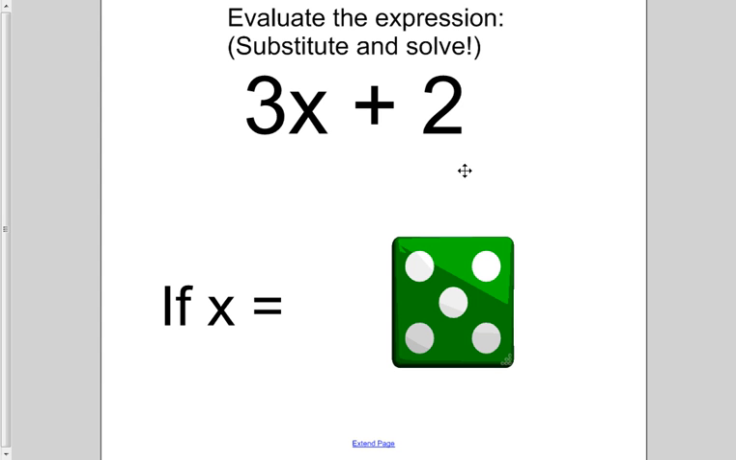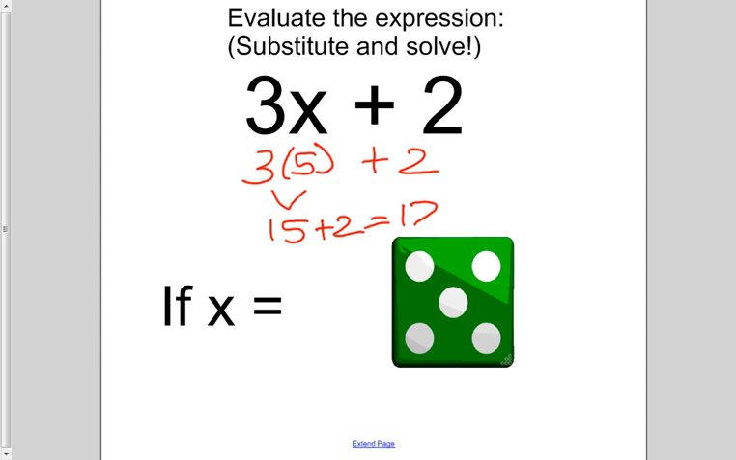So again, first step is to make sure that this problem is written down. Then we're just going to copy the problem. Instead of x, I'm going to put a 5 because when I rolled it, x is now equal to 5. I'm going to put the 5 in parentheses. When you see a 3 next to the x, it means times. When you see 3 next to a number in parentheses, it also means you're going to multiply. And then we'll copy the rest of it, plus 2. We always use order of operations in everything we do, so we'll multiply first. End up with 15 plus 2 equals 17.